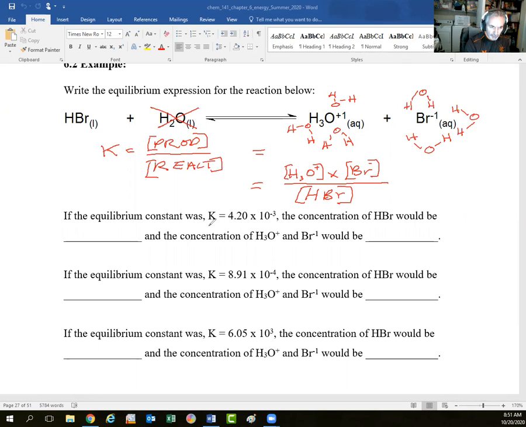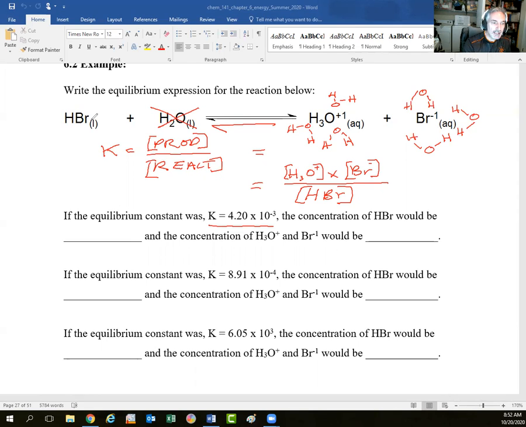So if we had a value for the equilibrium constant of 4.2 times 10 to the negative 3, that's a value less than 1. And we only get a value less than 1 when we've got mostly the initial reactants. So that means the equilibrium is to the right. Sorry, I beg your pardon. Equilibrium is to the left.